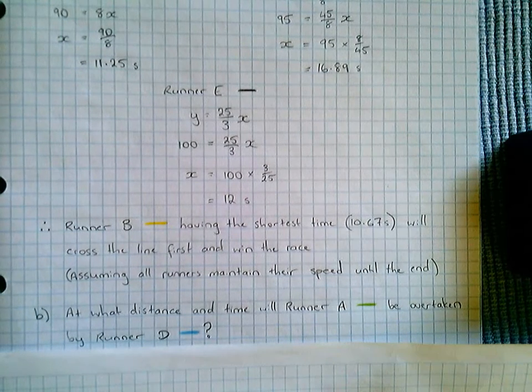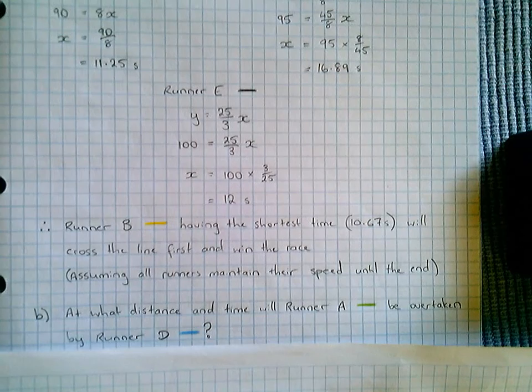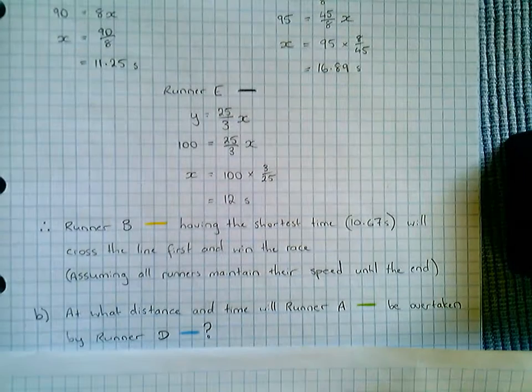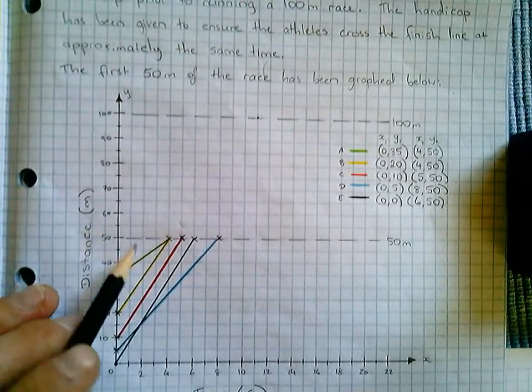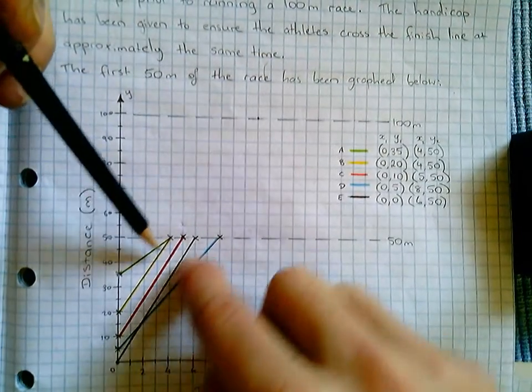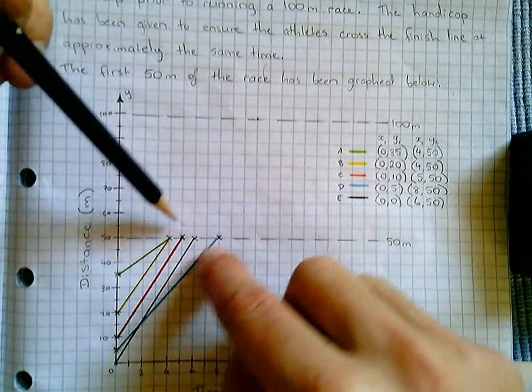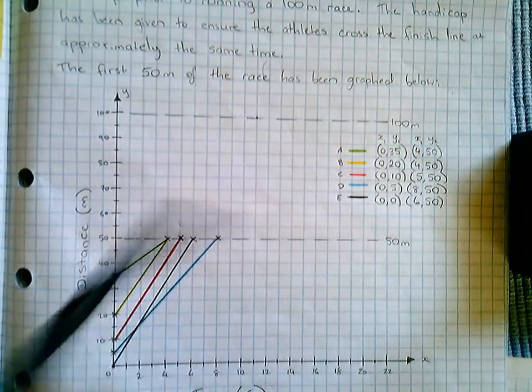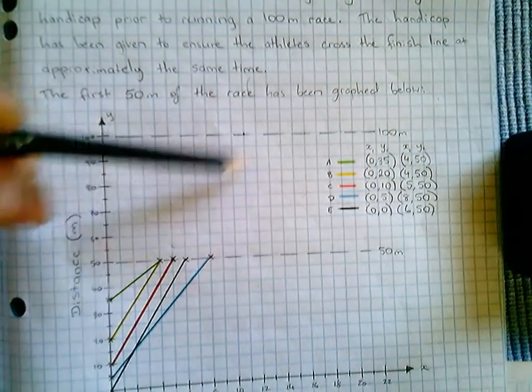The second question, at what distance and time will runner A be overtaken by runner D, is where we're going to have to use simultaneous solutions to answer. Simultaneous solutions, first thing I think of is intersecting linear functions. So runner A and runner D, when I read that question, tells me that there's going to be an intersection between runner A, the green, and runner D, the blue, at some point in time. And you can see runner A and runner D are actually converging towards each other as we progress throughout the duration of the race. So those two are going to intersect somewhere up here.